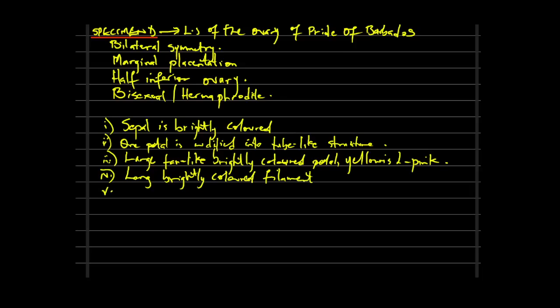And then it has an agent of pollination. The agent of pollination is insect. It is insect pollinated. Examples of the insects are bees and butterflies. Those are examples of the pollinators.